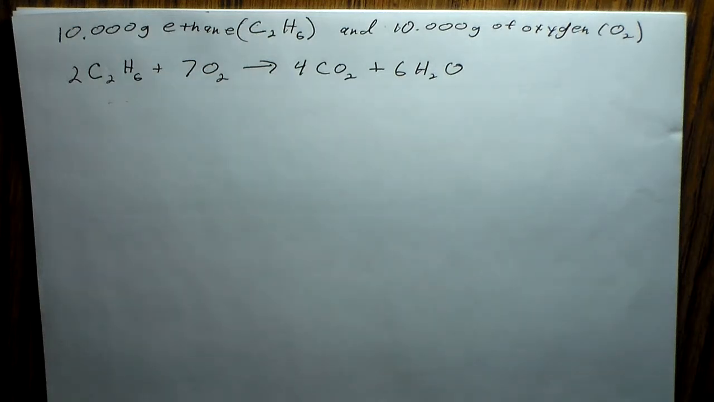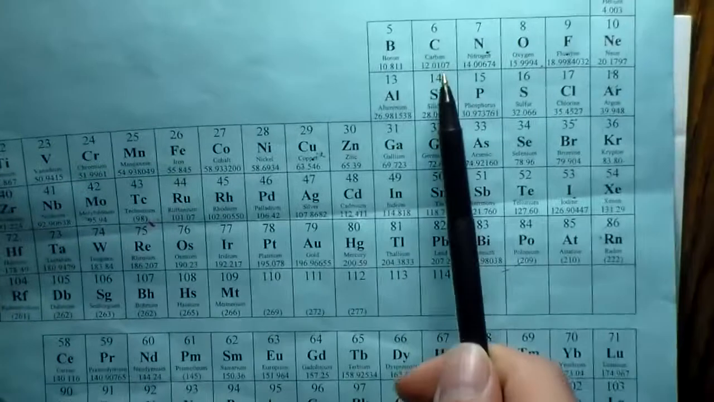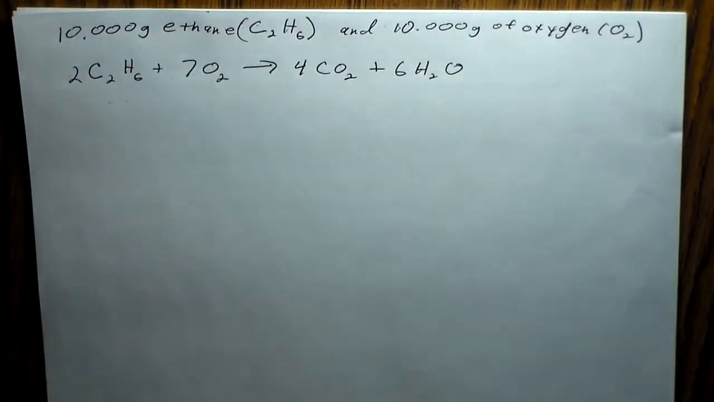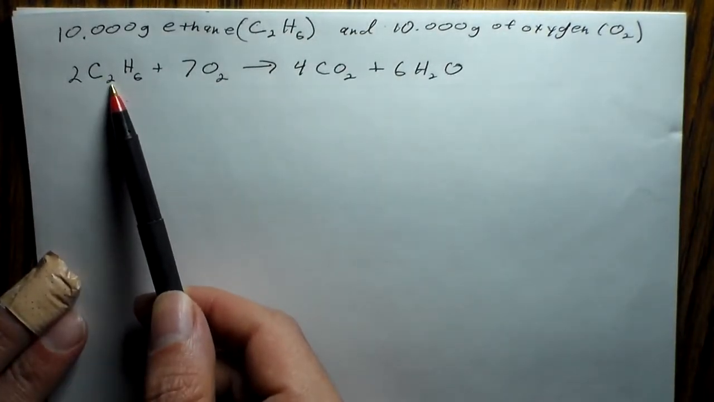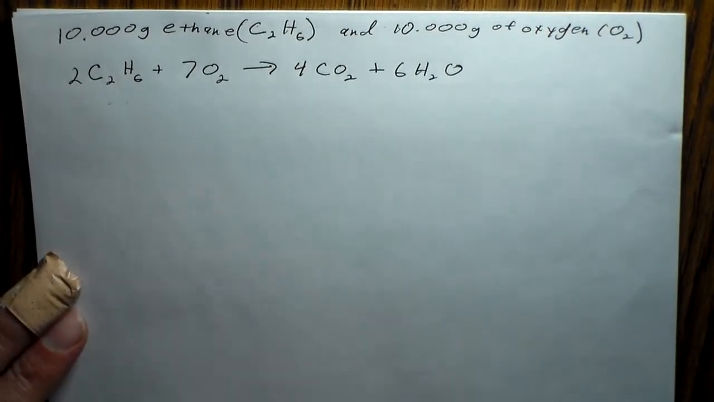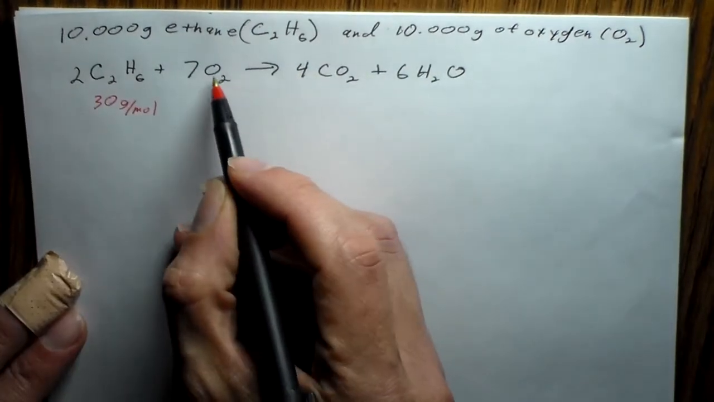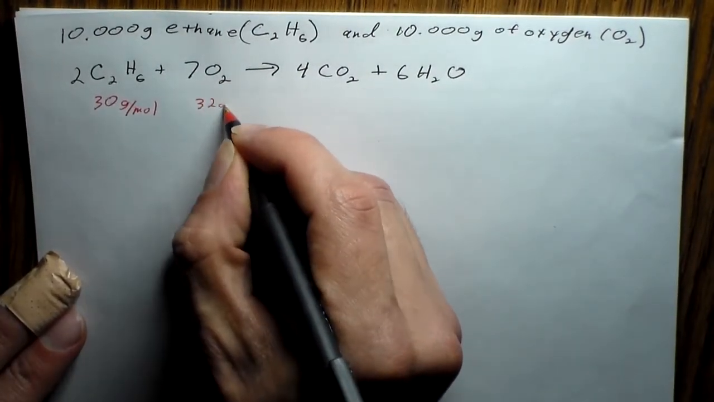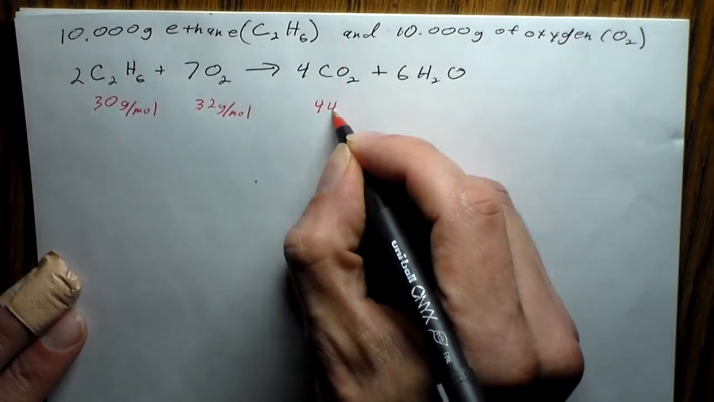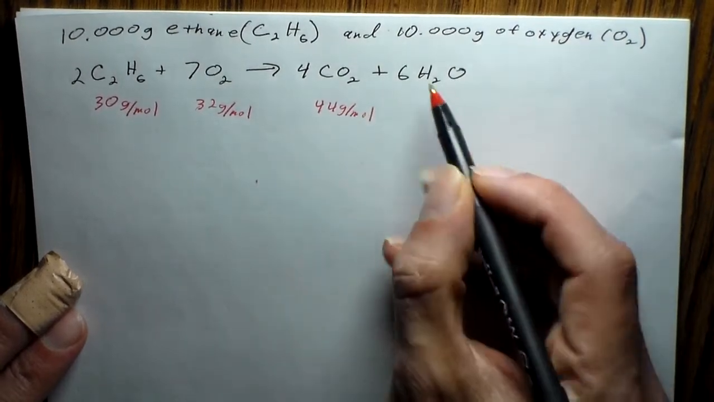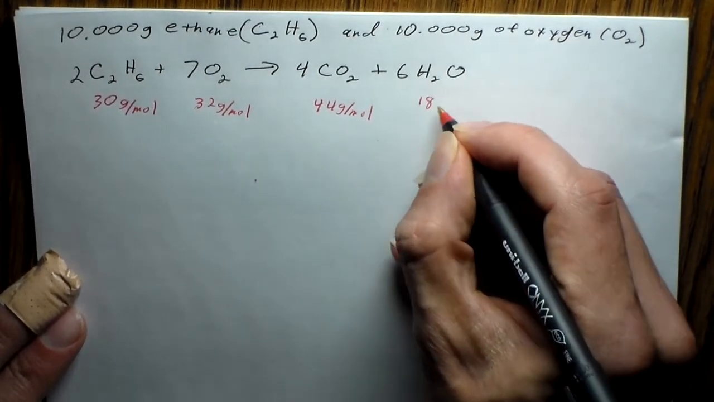The first thing we'll need to do here is write out what our molecular weights are for everything. So, of course, just remember, carbon is 12, oxygen is 16, hydrogen is 1, so we can very easily figure this stuff out. So for my C2H6, that's going to be 24 for my carbons plus another 6, so that's going to be 30 grams per mole. For oxygen, that's 16 times 2, so that's 32 grams per mole. For my CO2, that's 32 plus another 12, so that's 44 grams per mole. And water, that's 16 plus 2, that's 18 grams per mole.